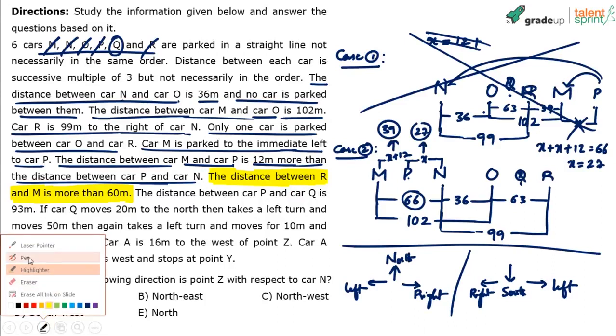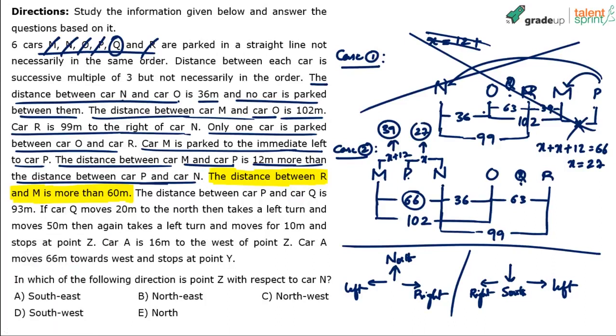We have got the arrangement. Distance between R and M is more than 60, obviously. So I don't need this data at all.